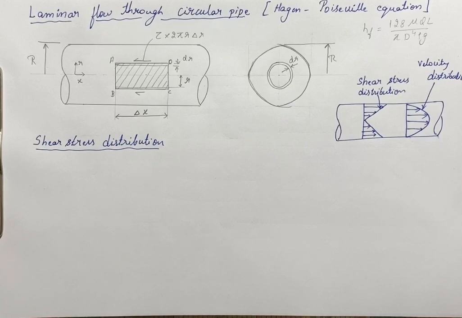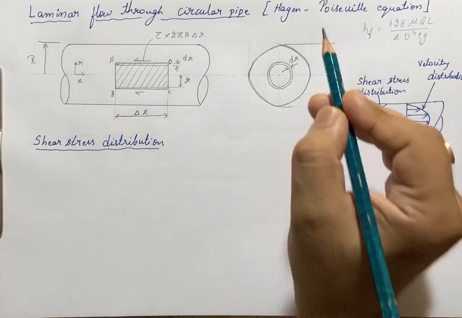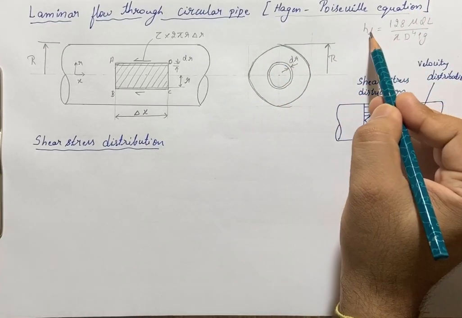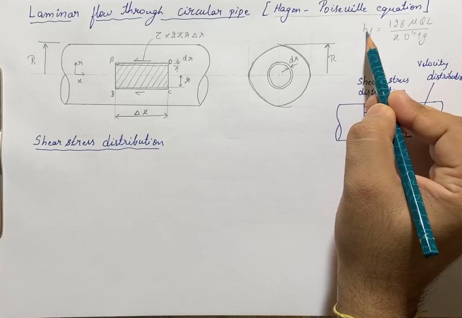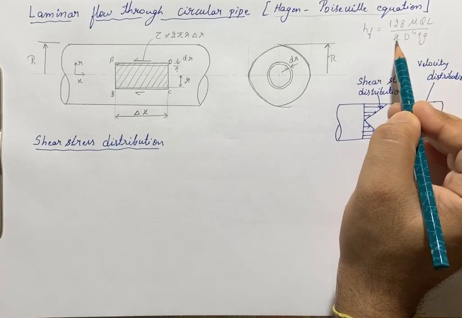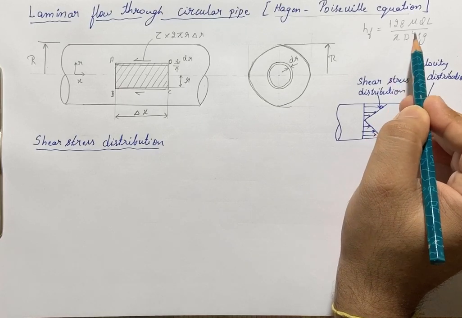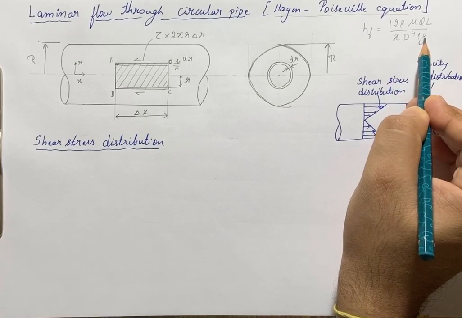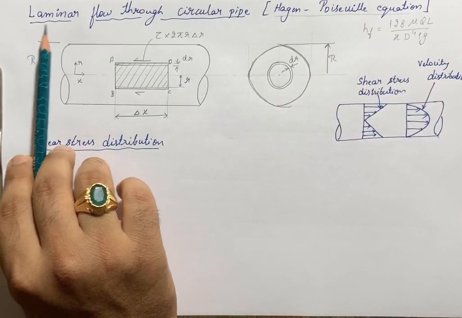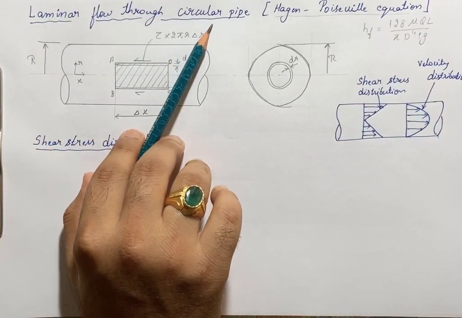In this video, we'll be deriving the expression for the Hagen-Poiseuille equation. The Hagen-Poiseuille equation is given by hf equals 128 mu U L divided by pi d raised to 4 into rho g. This is to derive the Hagen-Poiseuille equation for laminar flow through a circular pipe.